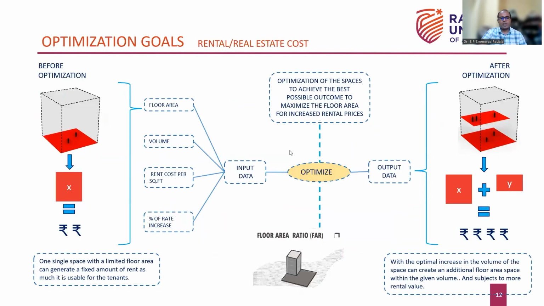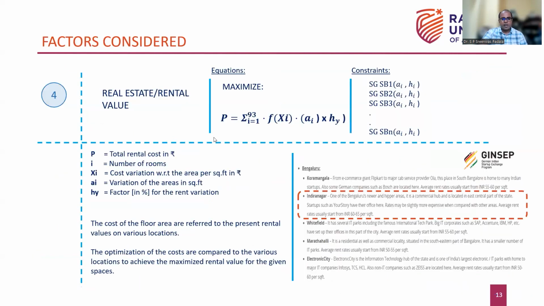And finally, I also took the rental cost or rental value. Here also floor area, volume, rental cost per square feet, and percentage of rate increase are all taken as input data. But floor area ratio is another important parameter taken as input here. Without compromising the floor area ratio, we try to enhance the rental value. Again you can see before automation, after automation, the number of floors can be increased for the same volume. That's how you can increase the rental space. Finally, this is the equation for the rental value.